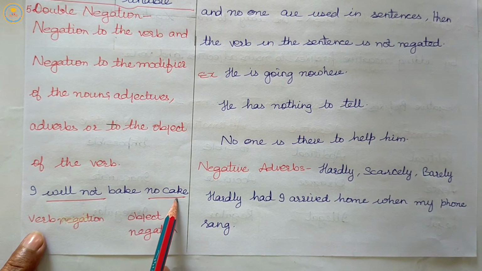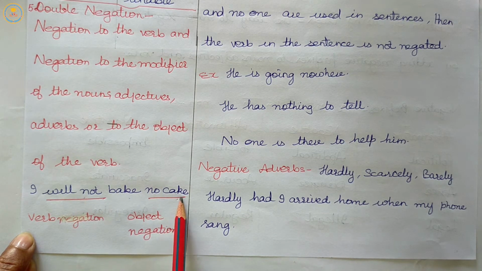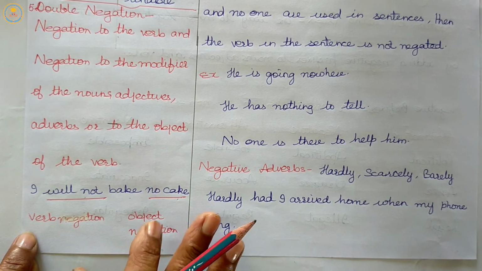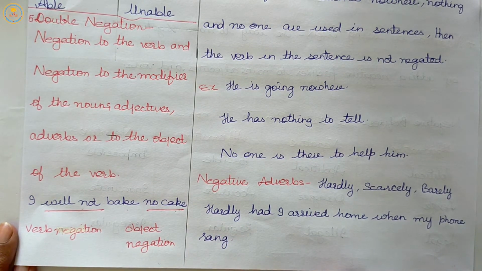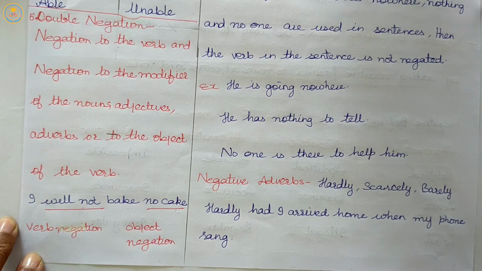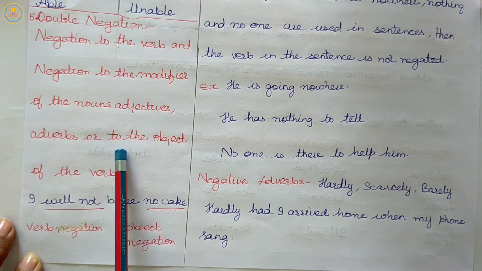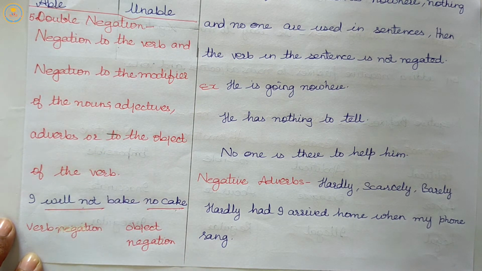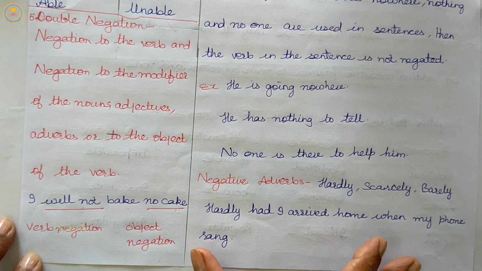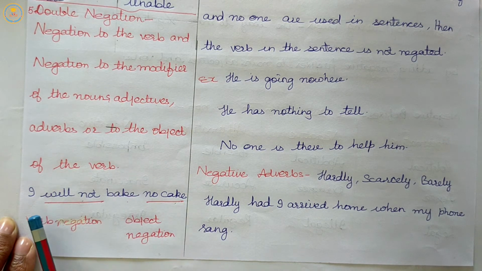I will not bake no cake. Will not, verb negation; no cake, object negation. So be careful and step ahead by knowing the rule of double negation: if the statement contains two types of negation, that is negation to the verb and negation to the modifier of nouns, adjectives, adverbs, or to the object of the verb, then we will sort out the negation, means verb negation and object negation. Let us see the example.